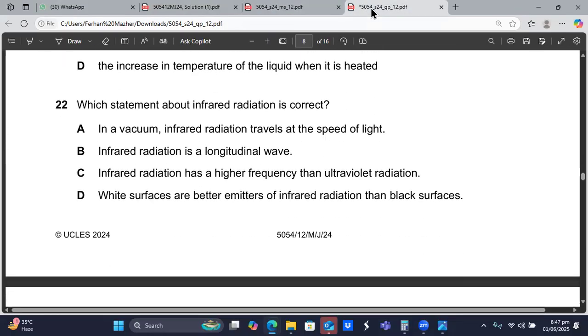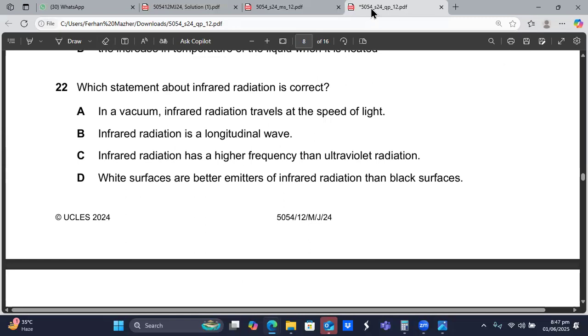Question number 22 is showing up on your screen. He says, which statement about infrared radiation is correct? Infrared radiation is part of the electromagnetic spectrum. They are transverse waves. They are electromagnetic. They do not require a medium to travel. In a vacuum, infrared radiation travels at the speed of light. That is true. All the electromagnetic waves travel at the speed of light. So I think A is the best option, sir. It's the right answer, I think. It's a 100% correct statement.